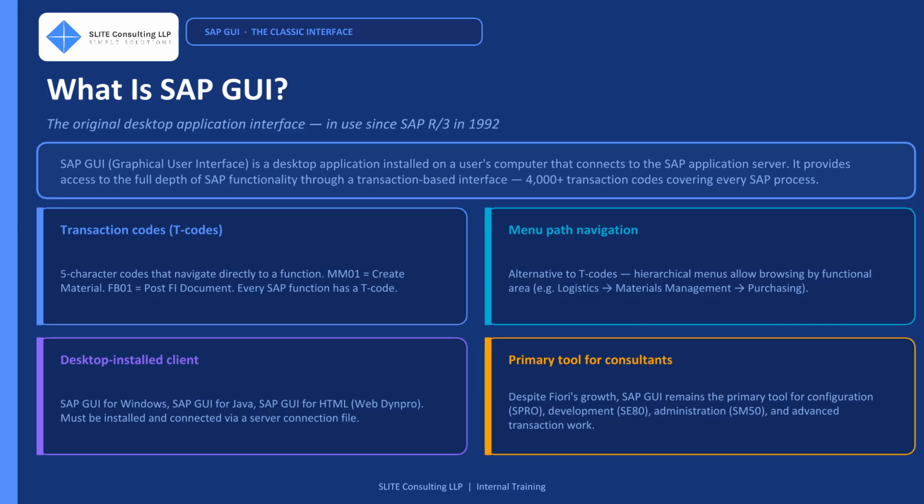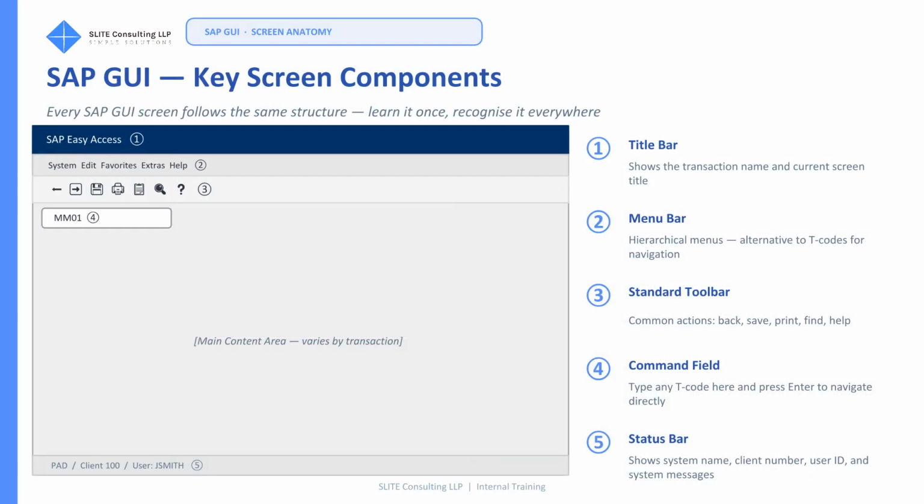Fiori offers a curated, simplified experience. SAP GUI offers the entire system, unrestricted. Every SAP GUI screen follows the same structure. The title bar shows the current transaction or screen. Below it, the menu bar provides hierarchical navigation, an alternative to transaction codes. The standard toolbar contains common actions: back, save, print, search, help.